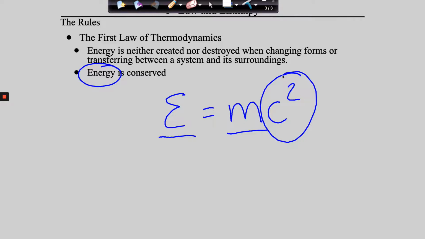Speed of light. So this is 3 times 10 to the 8th, and then square that. So take that number, square it, multiply by the mass, and that's how much energy you get out when matter turns into energy.